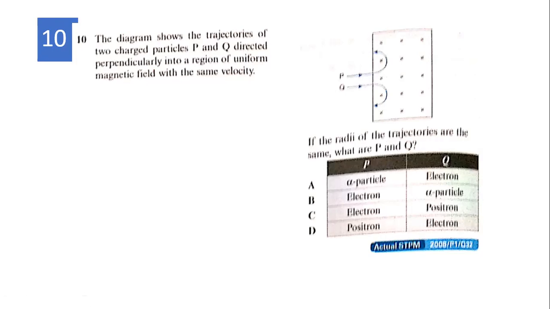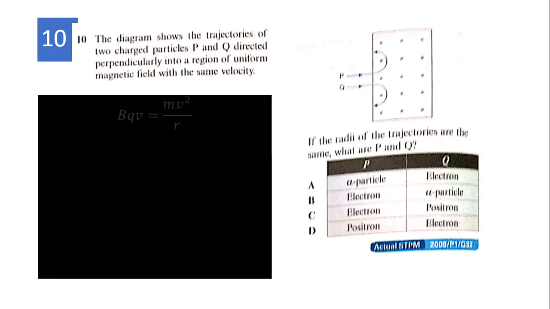D. Donkey, is it? Yes. Okay, as usual, both of them must be either positron and electron. But then you have to use your Fleming's left-hand rule to determine the direction of the force.